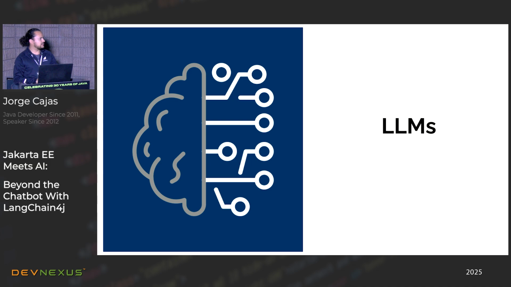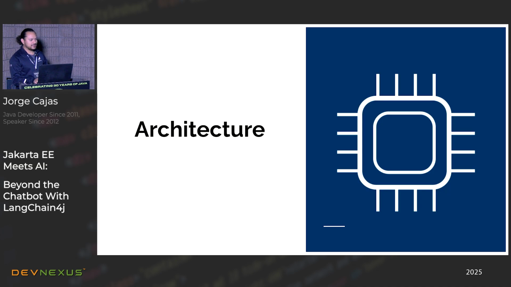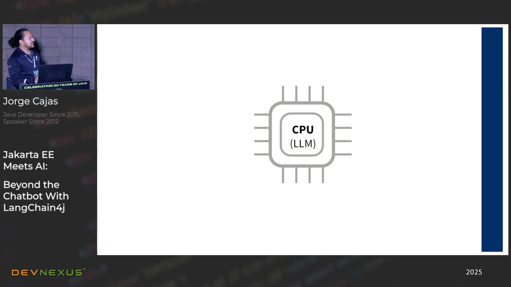So let's start with the LLMs. Is there anyone that doesn't know what an LLM is? I'm pretty sure that everyone knows right now. So let's do some analogy to understand the architecture that we are going to build. Let's say that we are going to start with the CPU. Usually the CPU is something that receives some instructions and gives back some results. So in this case, our CPU is going to be the LLM.